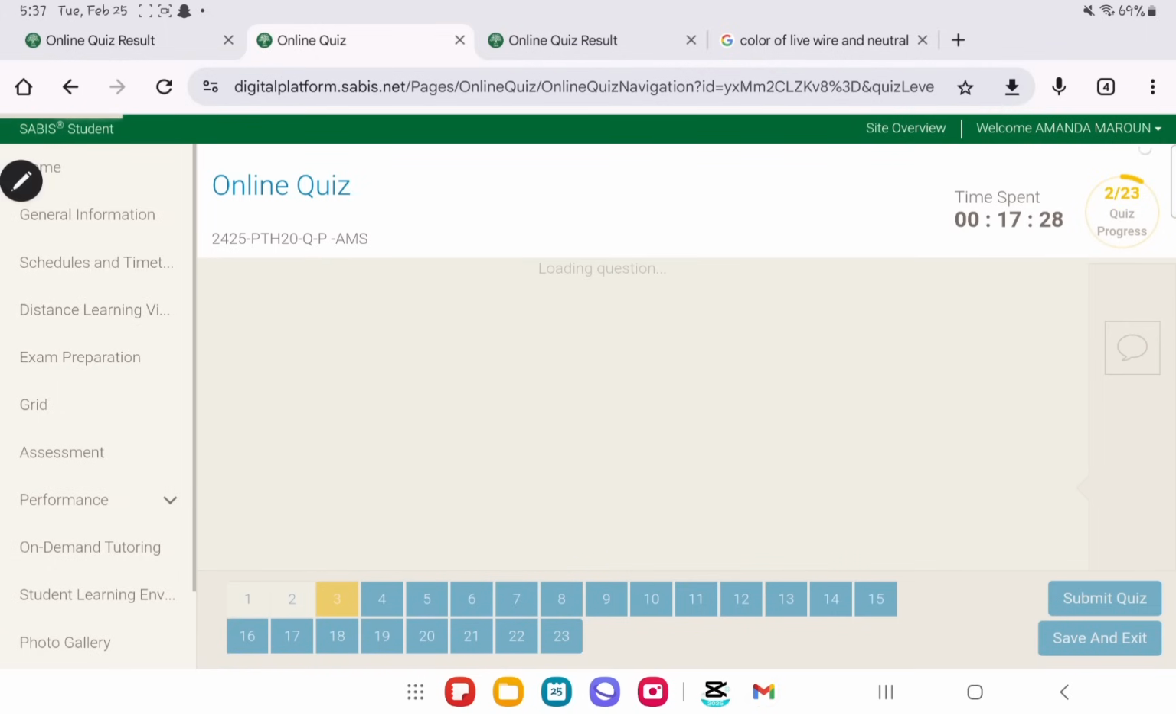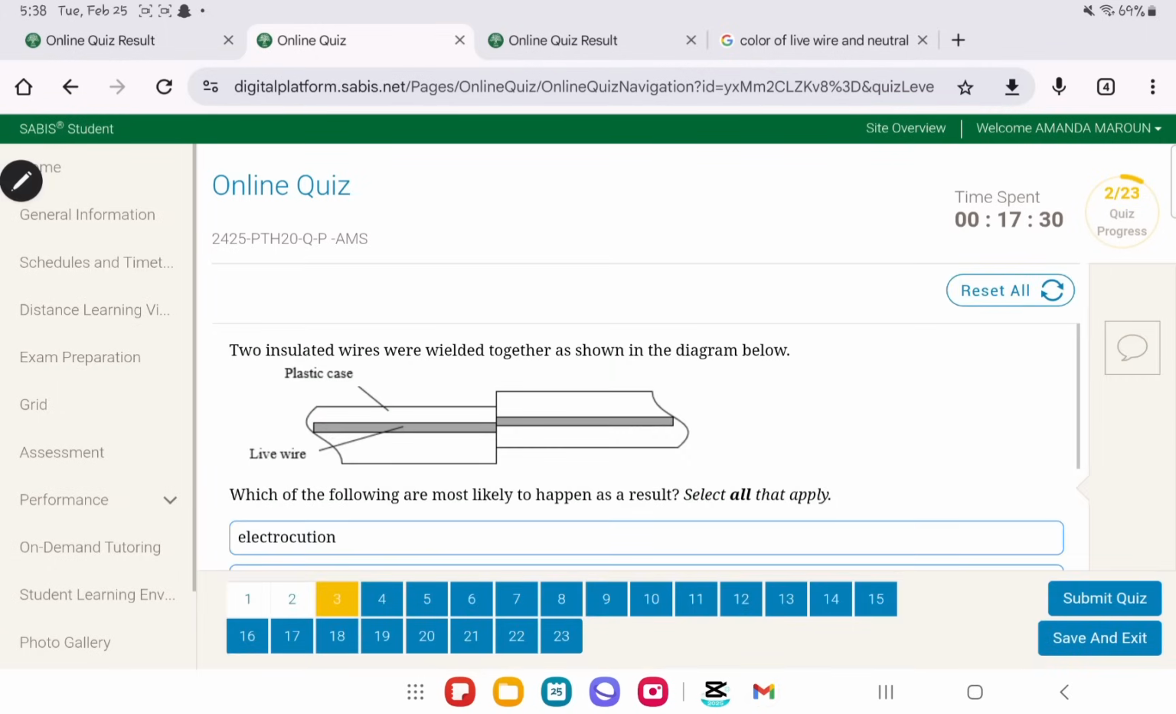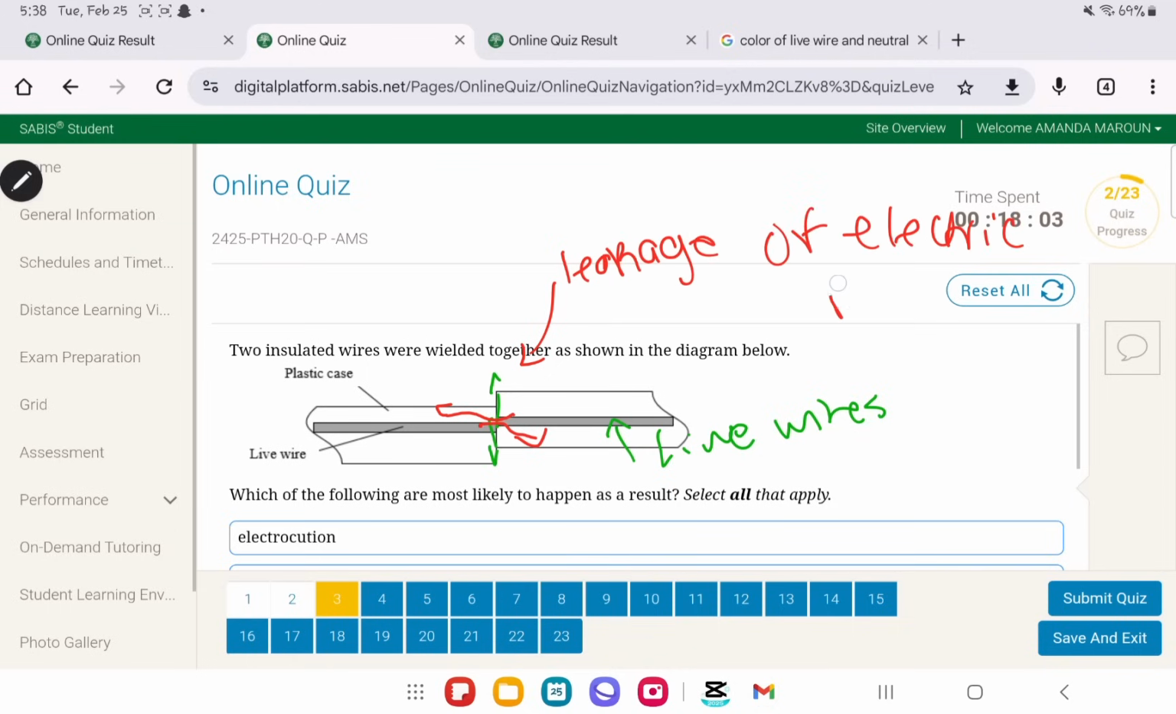Let us move on to question number 3. 2 insulated wires were welded together as shown in the diagram below. As you can see, one wire is going down a little bit, the other wire is going up. I think they're both live wires. Which of the following is most likely to happen? Some of the current is going to be able to flow through the plastic case. So we call this a leakage of electric flow, or a leakage of electric current.